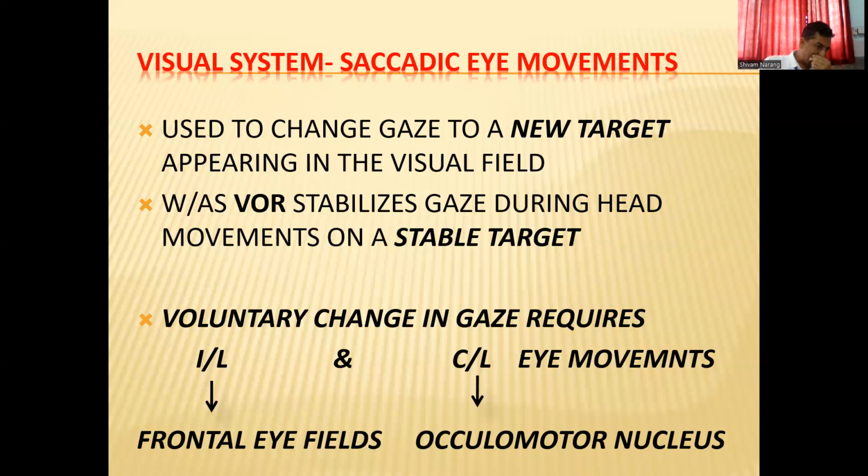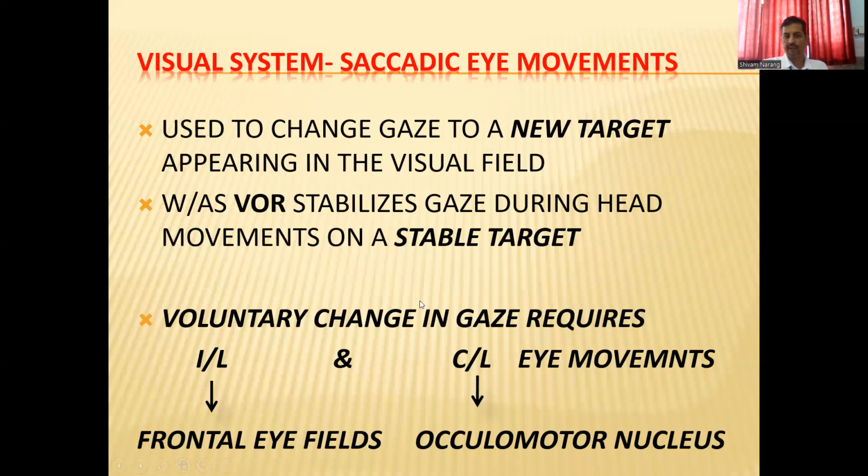What was happening in VOR? The head was moving, but the target was the same and static. But in saccadic movements, the head is moving and your target is also changing. We are trying to focus on a new target. Saccadic eye movements are used to change the gaze to a new target appearing in your visual field, whereas VOR stabilizes gaze during head movements on a stable target. That is the difference you should know.